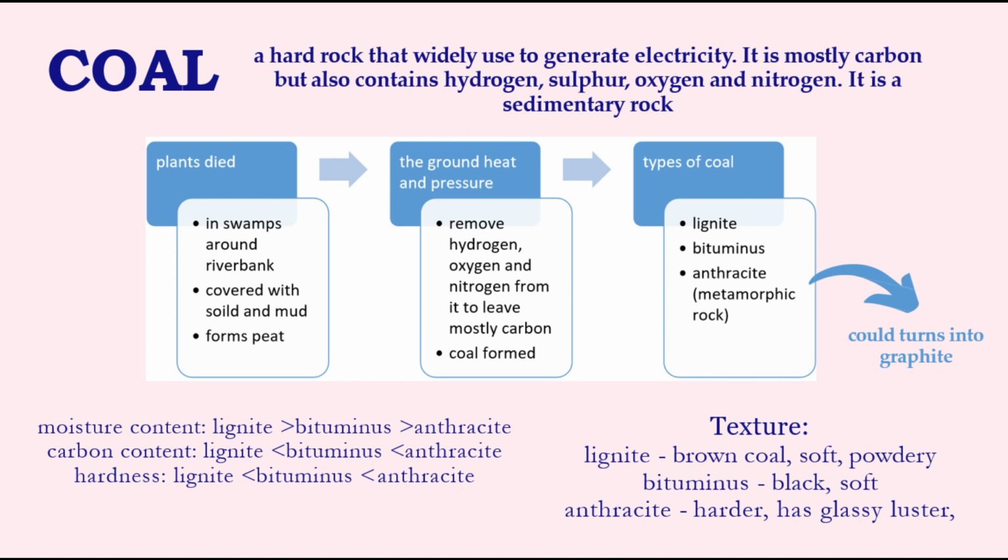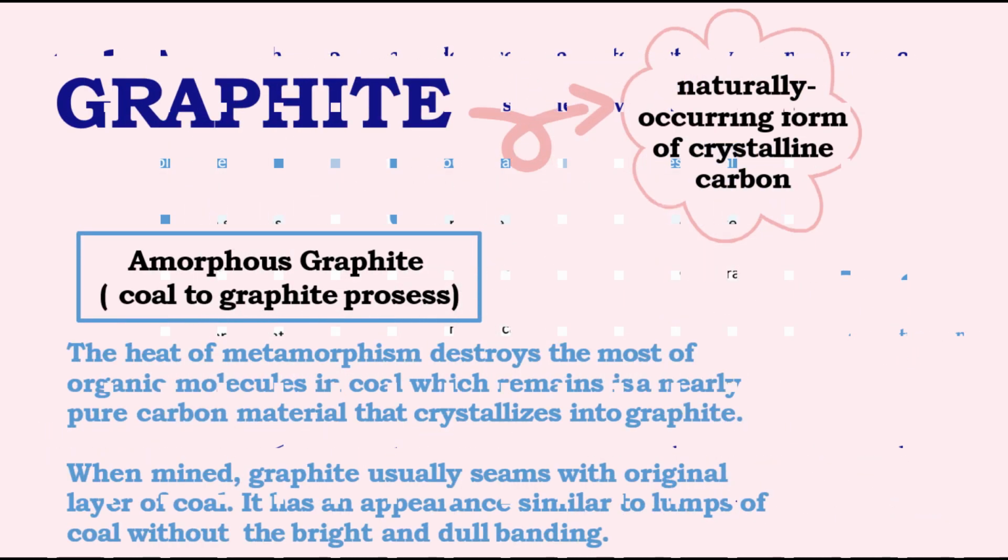As for the texture, lignite is a brown coal, soft and powdery. Bituminous is a black coal and soft. Lastly, anthracite has a harder surface and has a glassy luster.